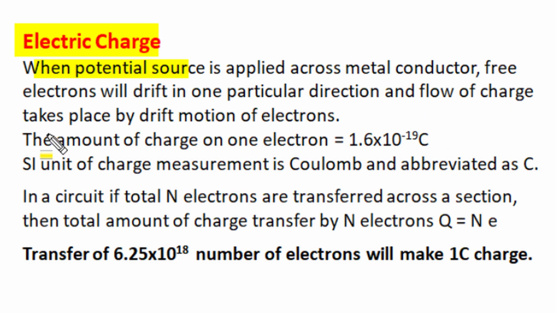We know the amount of charge on one electron is 1.6 into 10 raised to power minus 19 coulomb, which is the least amount of charge available in our universe, and charge is measured in coulomb unit, and that coulomb unit is abbreviated as capital C. And if in an electric circuit, n number of electrons drift from one position to another position across a certain cross section area, then the total amount of charge of those n electrons would become Ne, where e is the charge of one electron and e is 1.6 into 10 raised to power minus 19 coulomb numerically.